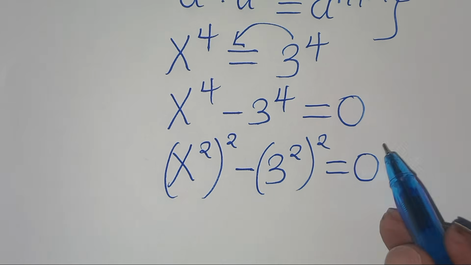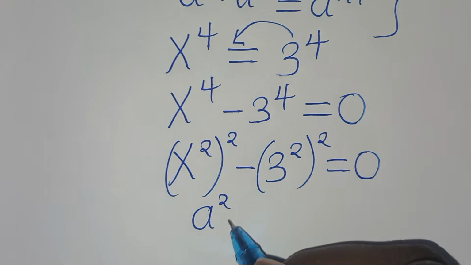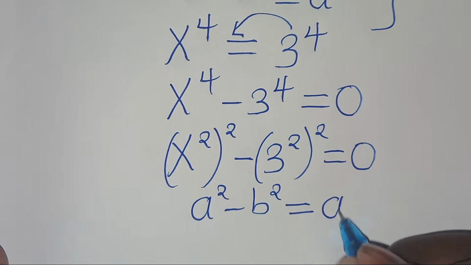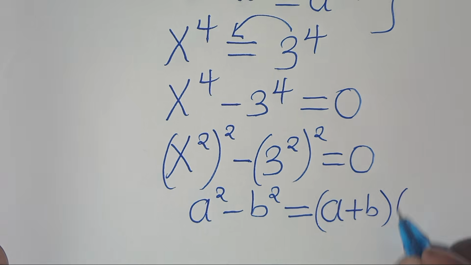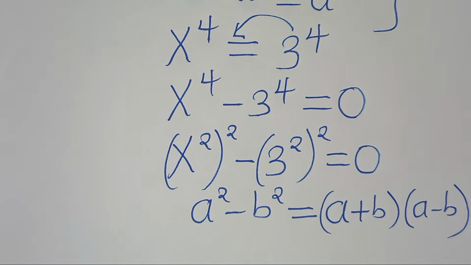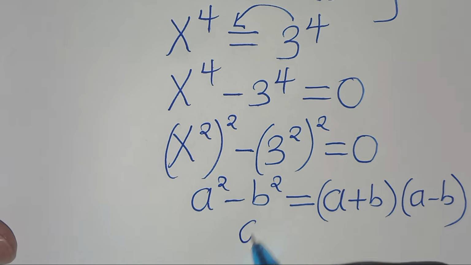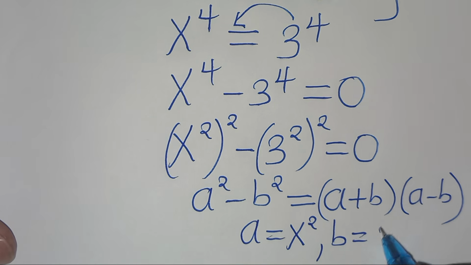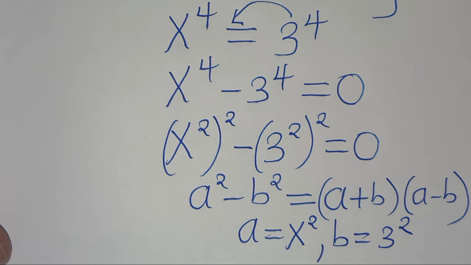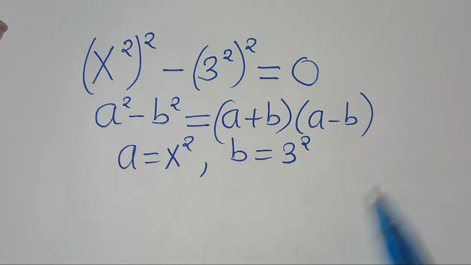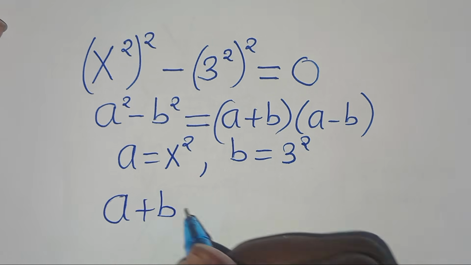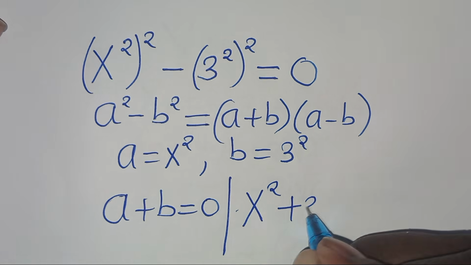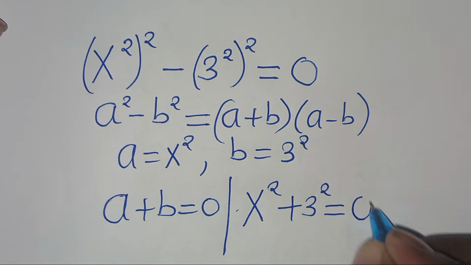Now, this equation here is of the form a squared minus b squared. This is the difference of two perfect squares that we can express as a plus b multiplied by a subtract b. So from our equation here, we have a is equal to x to the power of 2, and b is equal to 3 to the power of 2. Now this implies that we have a plus b equal to 0. This is the same thing as x to the power of 2 plus 3 to the power of 2 equal to 0.